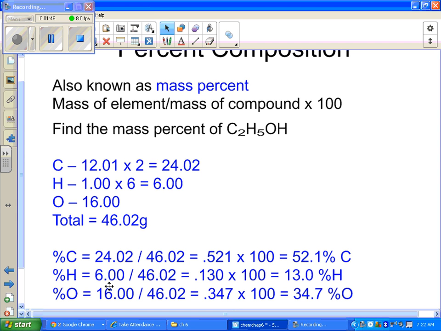And the same can be done for hydrogen. You have 6 individually, 46.02 grams as a total. When you divide those, it's 0.130. Multiply by 100, you get 13.0%. And the same for oxygen. 16.00 individually, divided by 46.02 as the total. The answer is 0.347, times it by 100, and you get 34.7%. So I'm looking for several percentages. However many elements you have in the problem, that's how many percentages I'd like to see.